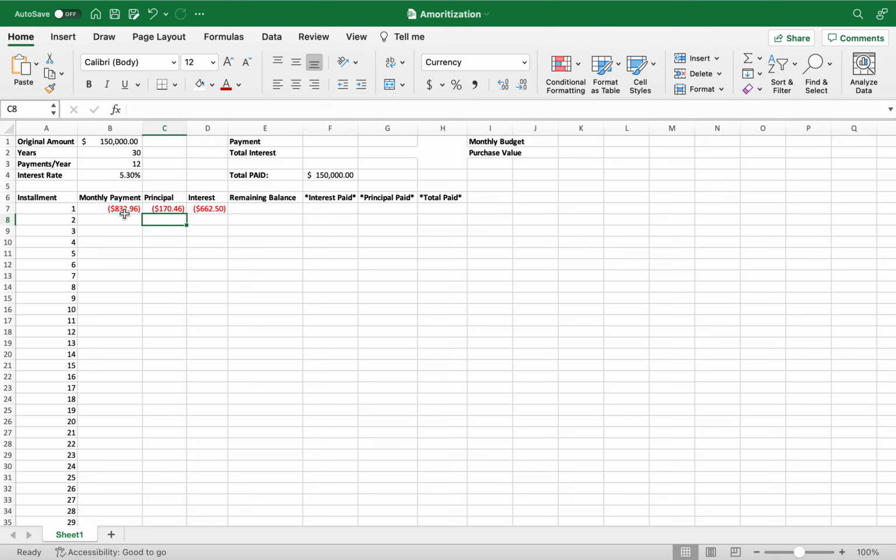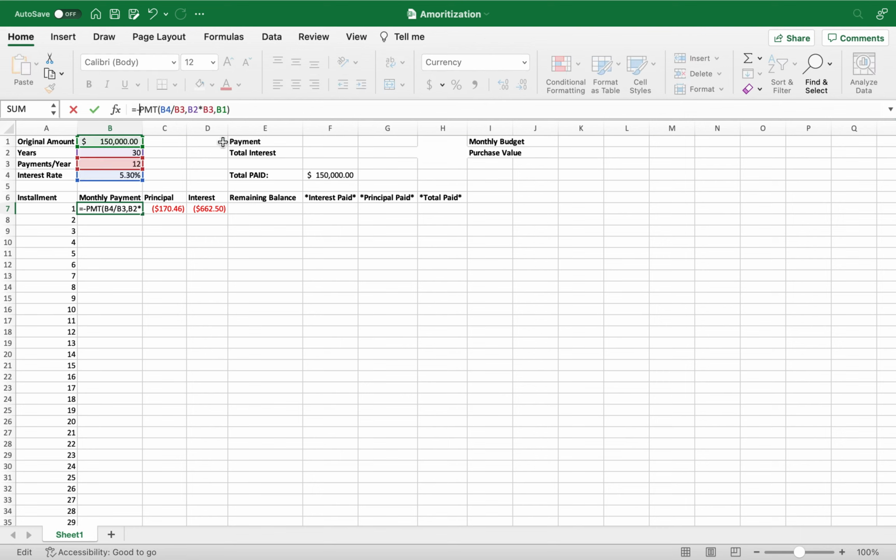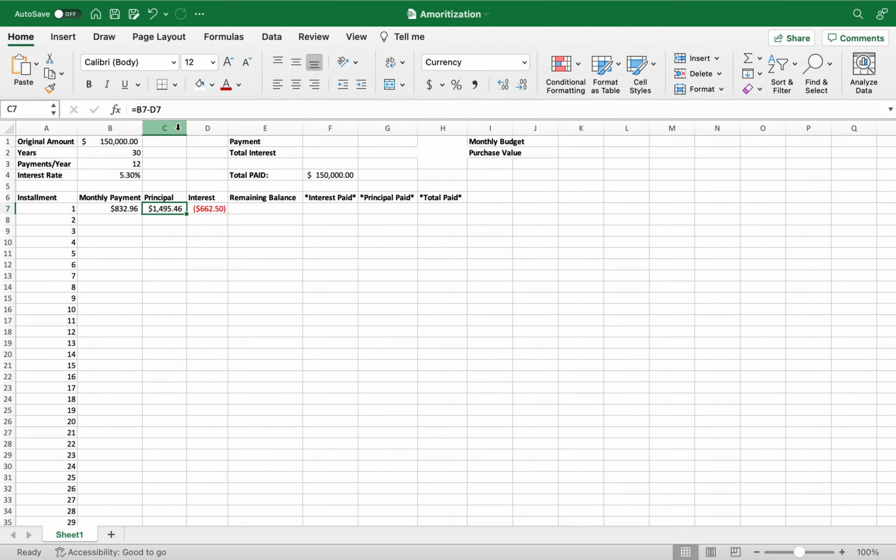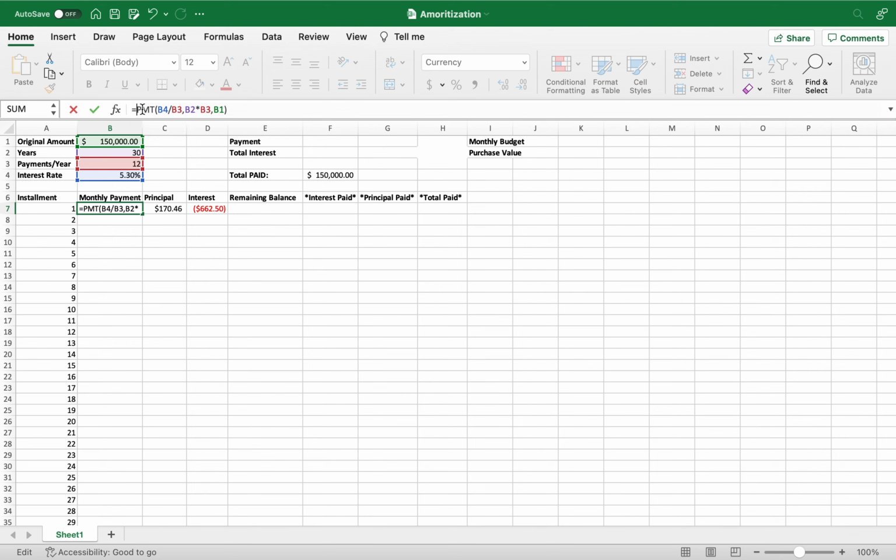Okay, now if you don't like how this monthly payment is looking, you can throw in this little negative sign at the front. You just need to be careful though. It's going to change this computation here. All right, so now as a principal, then there's your interest. I'm going to go back to what I originally had it at though.